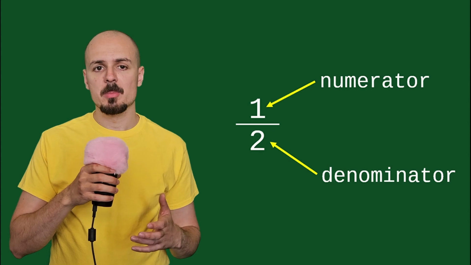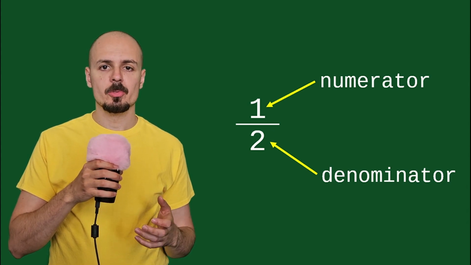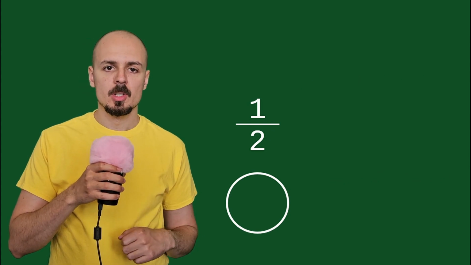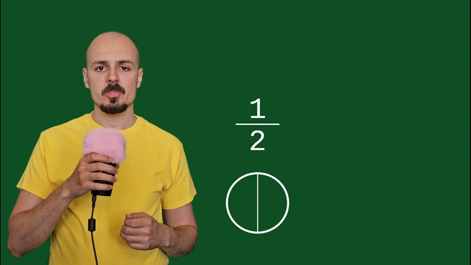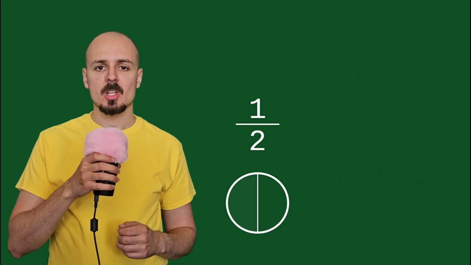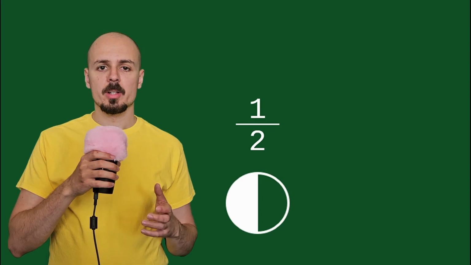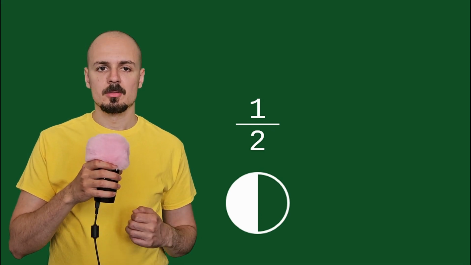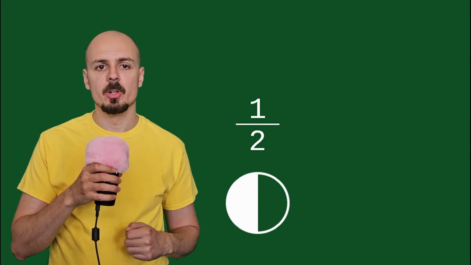Now, it's important to remember that a fraction is just a number, and we can visualize this number using something of a pie chart. Because the denominator is 2, I'm going to cut this pie into 2 equal pieces, and because the numerator is 1, I'm going to shade in 1 of those pieces. So we can say that 1 out of 2 pieces here are white. 1 out of 2. Hopefully it's clear how this fraction represents this scenario.